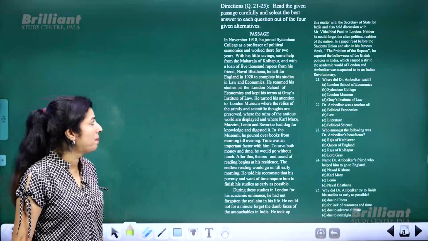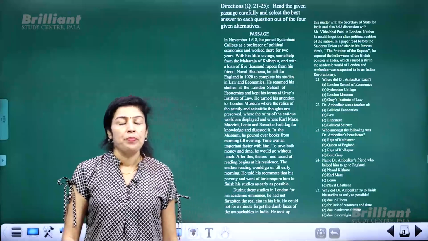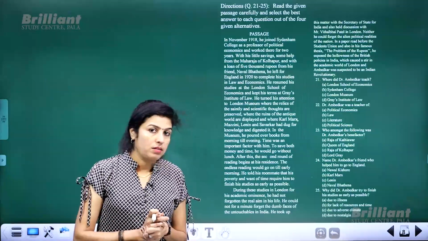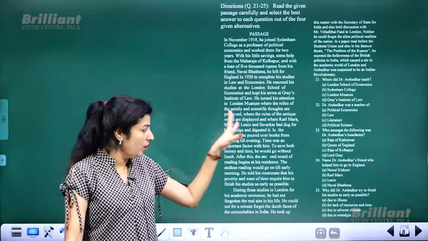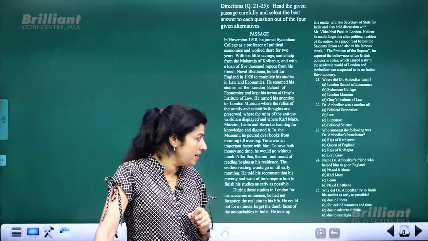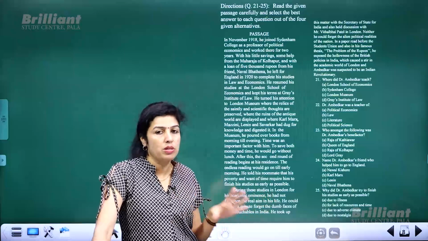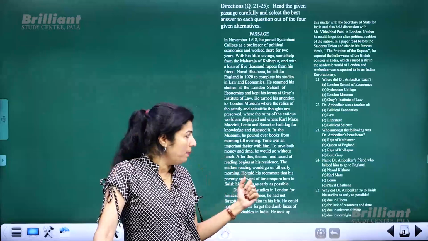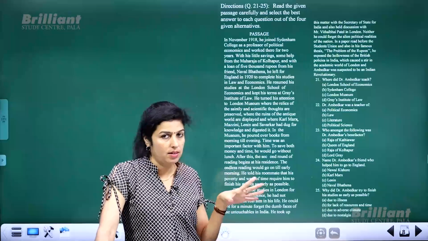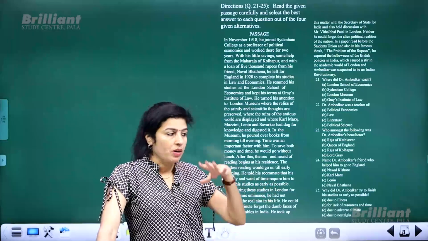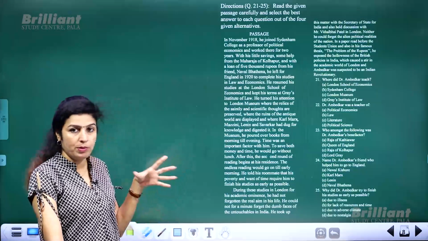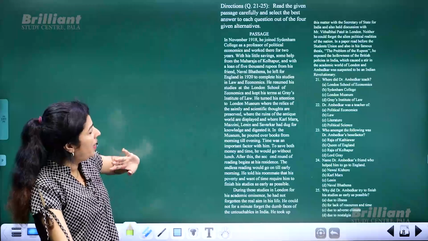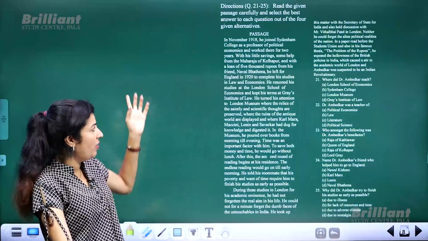Now we have a passage based question. See, the passage appears to be a bit lengthy, but luckily only 5 questions are given based on the passage, and all 5 questions are so simple that very quickly you will get the options correct. Why? Because all the questions are straight questions and there is no need to think too much about the options given. So it's all about Ambedkar, his early life and when he was a professor.